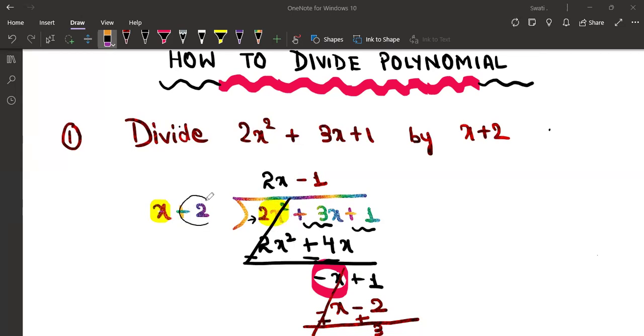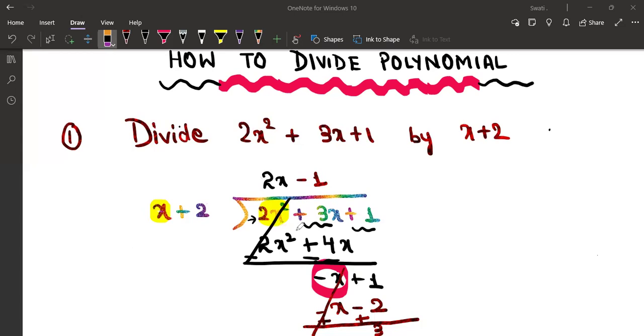And then multiply this, of course, plus 2 into 2x, which is 4x. And then you subtract it by reversing the sign. So, of course, this will be 0. And then what is plus 3x minus 4x? It's minus x. And then this plus 1 as it is.